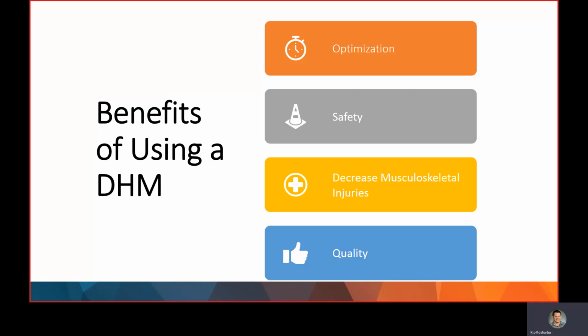Musculoskeletal injuries. Imagine identifying ergonomic concerns of reach, strength, and clearance during design, allowing modifications to be made or countermeasures developed without the cost of redesigning, without the cost of injury claims, and without the cost of turnover or absenteeism.